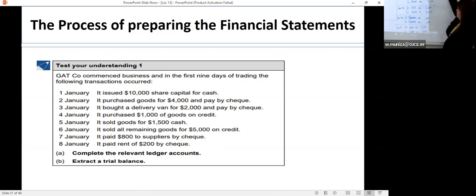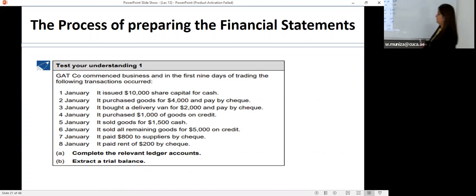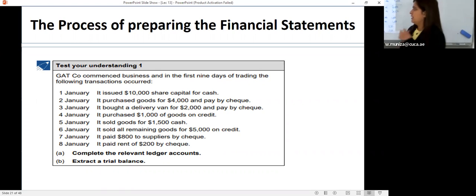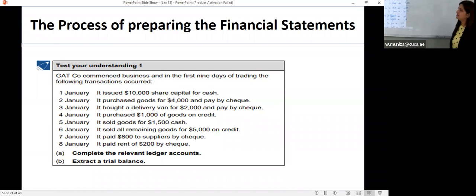Very good. Okay, then January 6, it sold all remaining goods for 5,000 on credit. Very good, excellent. January 6, debit receivables and credit the sales account, an amount of $5,000. Okay, January 7, it paid $800 to suppliers by check.